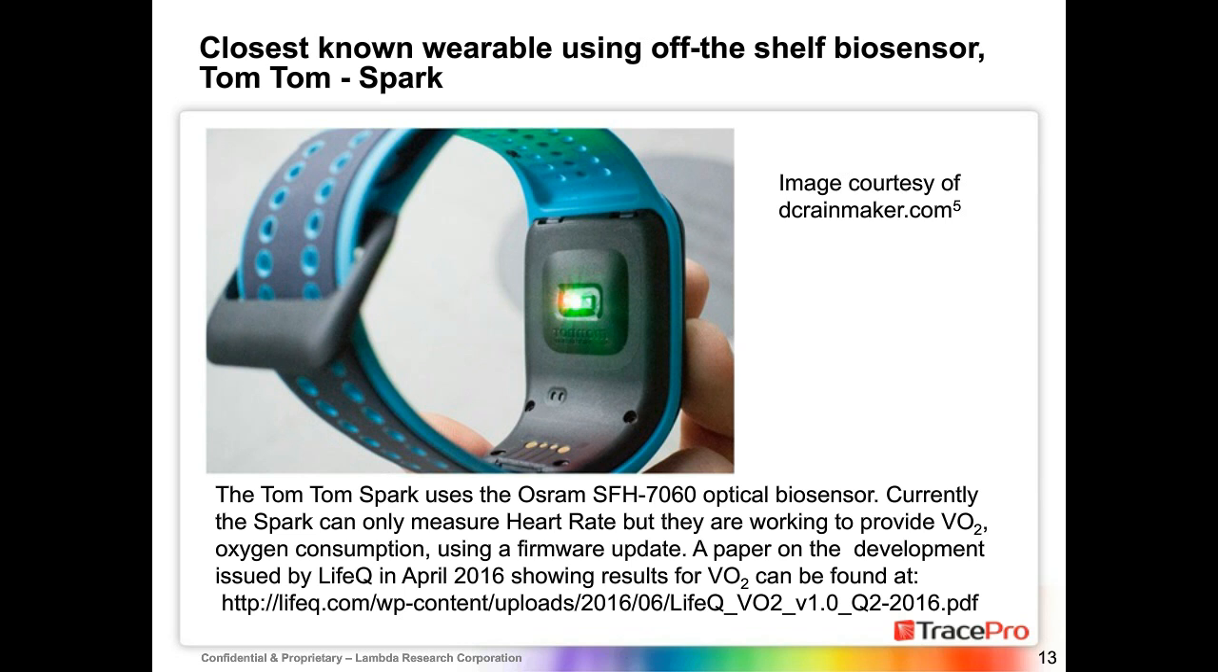And right now, of course, it's doing pulse rate, which a lot of other products do. Garmin does it, for instance. But this one here has the capability, has the Osram sensor, and it's ready to go if they can just incorporate it into a firmware upgrade. So here's our closest option right now.